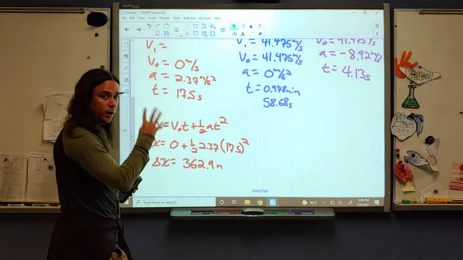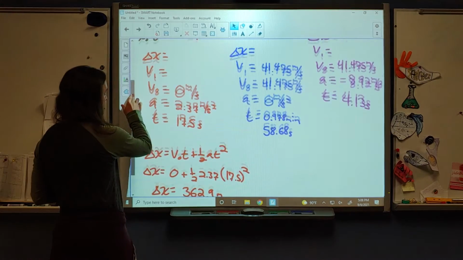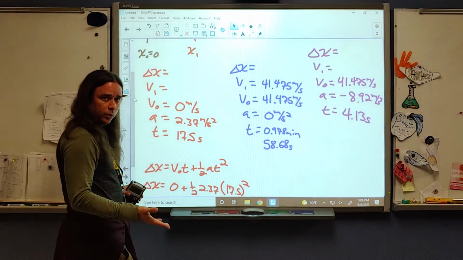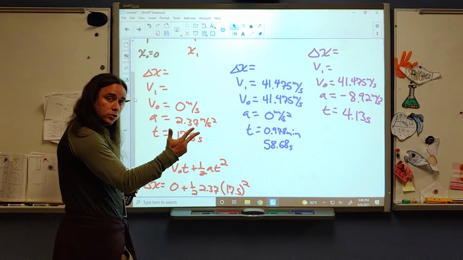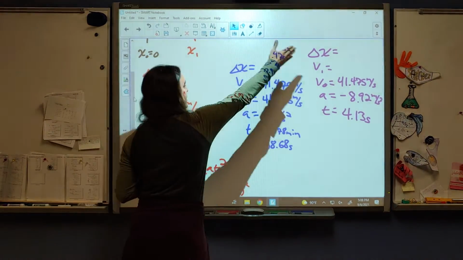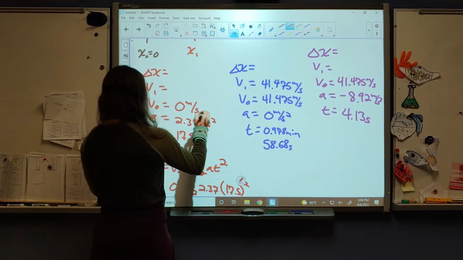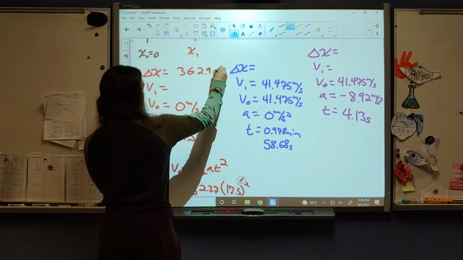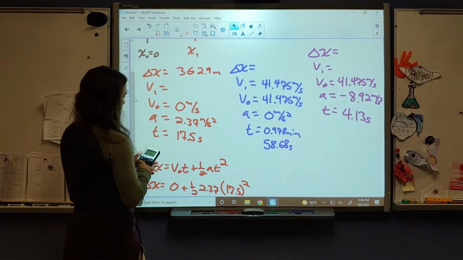So in this case, I recommend sticking with 4 significant figures just to be safe. You'll most likely get an answer that the computer recognizes with only 3, like we usually use in class. But I've noticed before, since we're going to need to add these up, sometimes it can get a little bit tricky. So 362.9 meters.